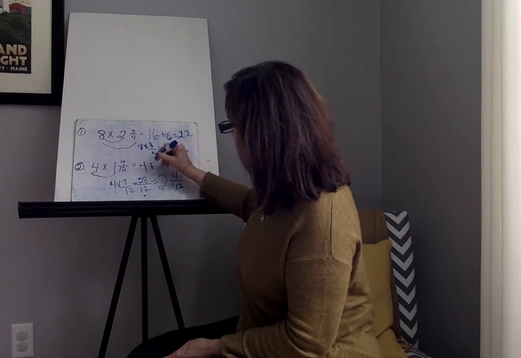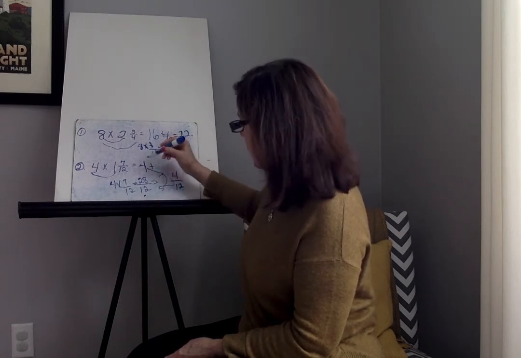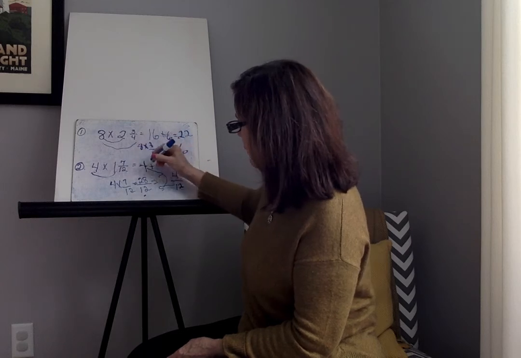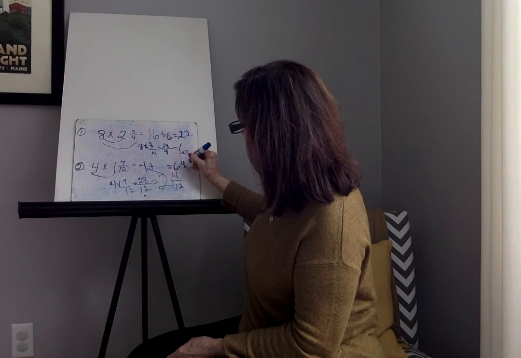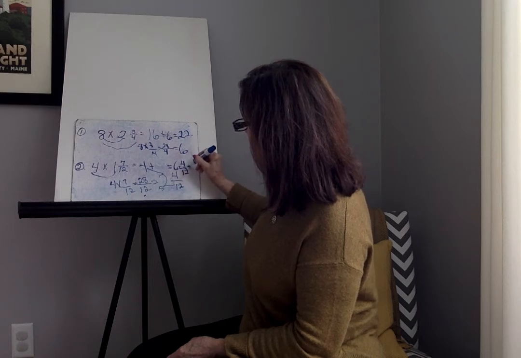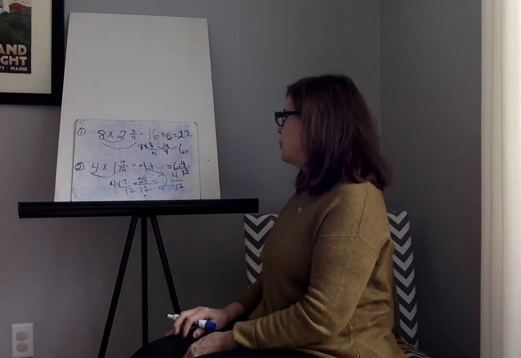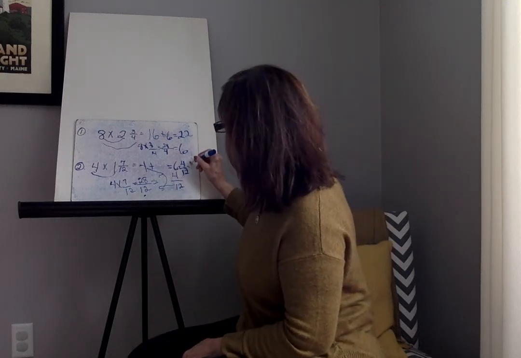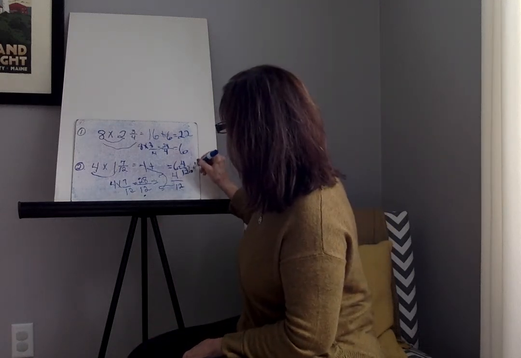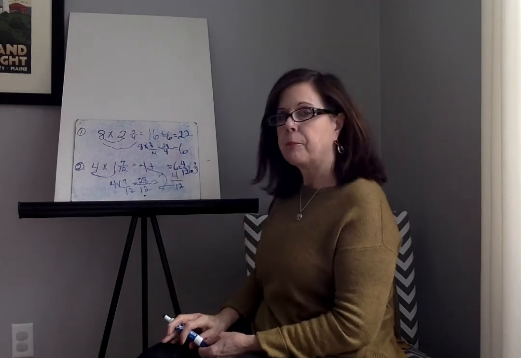So now we're going to add our 4 times 1, which was 4, 4, 5, 6, and then 4 twelfths. And if you really wanted to be exact, you could reduce the 4 twelfths to 1/3. So it would be 6 and 1/3.